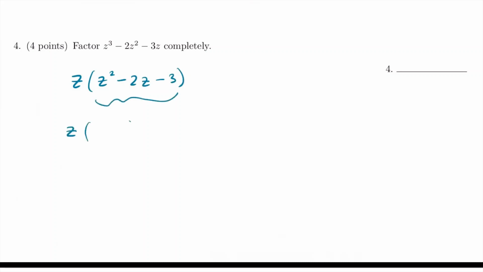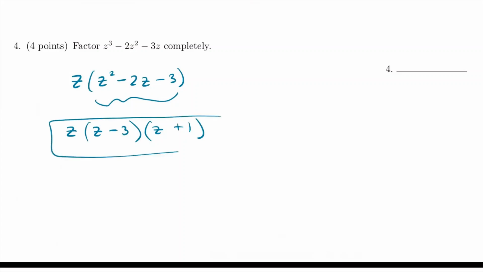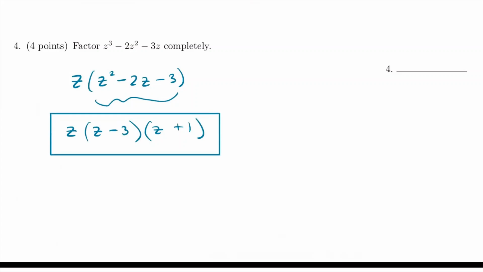So this is going to be factored into z here and a z here. So you need a product of two numbers to give you negative 3, that sum up to negative 2. So I need a negative 3 and plus 1. So that works. So this will be the completely factored form.